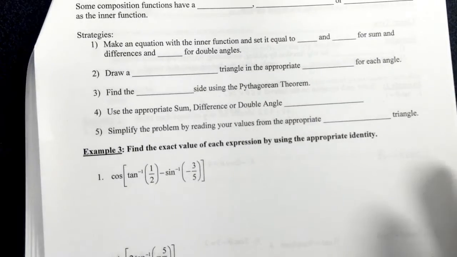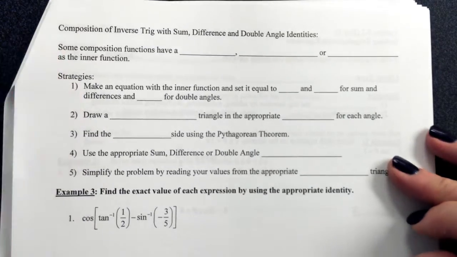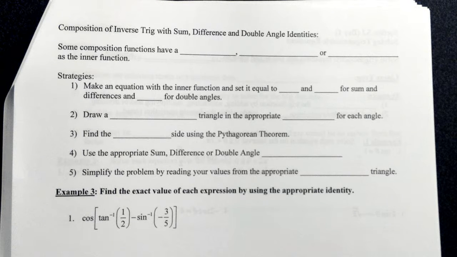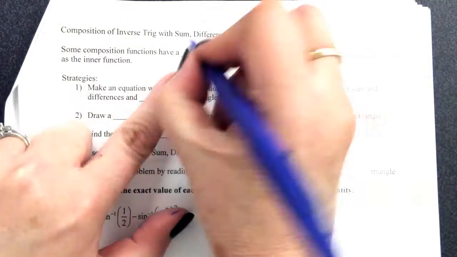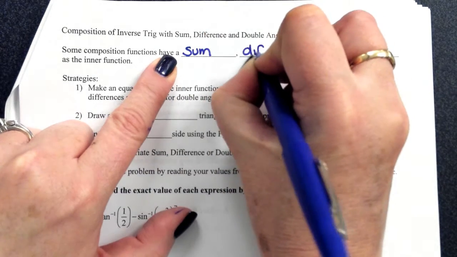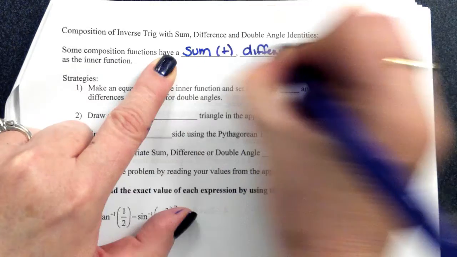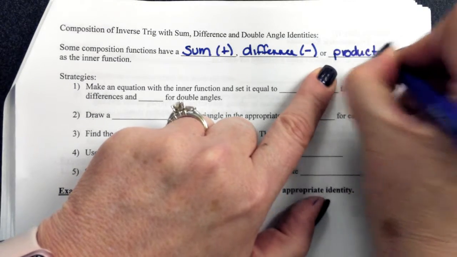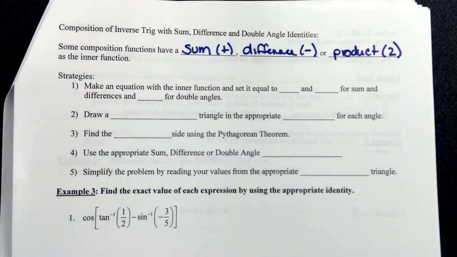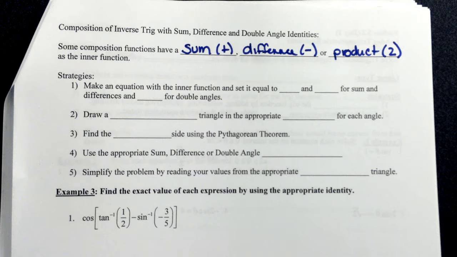All right, last thing involving inverses with the triangles is sometimes when you're looking at a composition, you're going to notice on the inside function that you may have operations. And that's why I asked you to pull out your formula sheets. So when you have some composition of functions, you may notice that you have a sum, a difference, and again, sum would be your addition, difference would be your subtraction, or a product, specifically multiplying by the number of 2 as the inner function. So all the inner functions that I've given you so far, it's just been that inverse function. There has been nothing else. There's been no other operations.